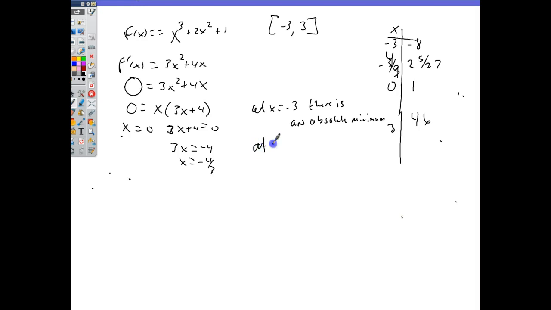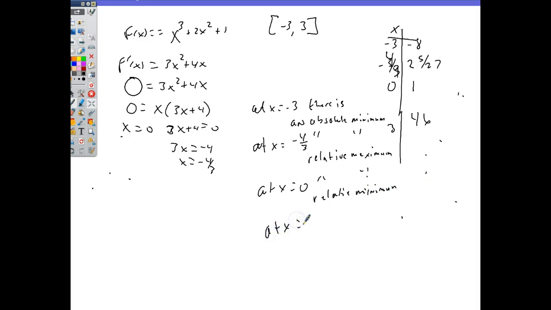At x equals -4/3, what do I have? There is a relative maximum. It's not the highest part, but it's bigger than all the rest. It's a turning around point, right? At x equals 0, what do we have? Relative minimum, right? It's going back down. It turns around there. And at x equals 3, what do I have? There's an absolute maximum.